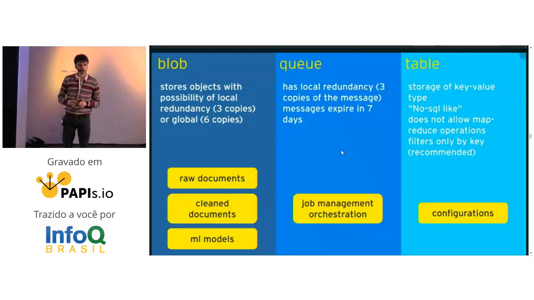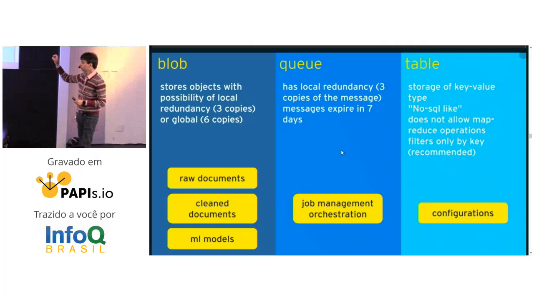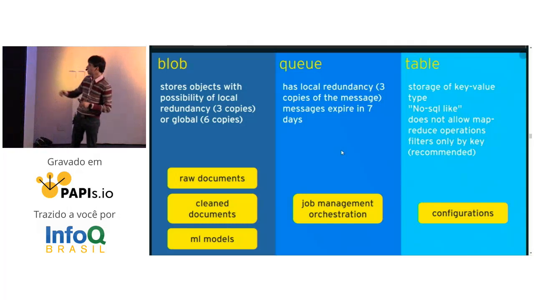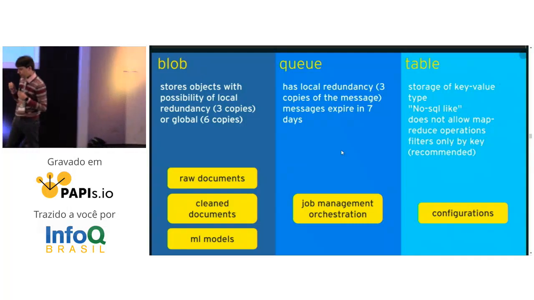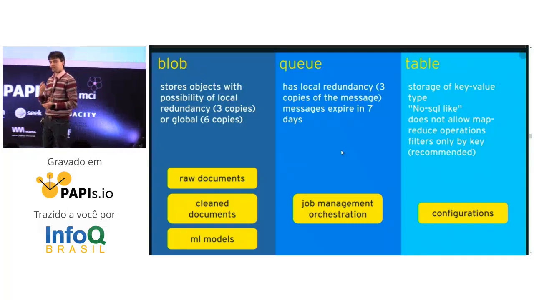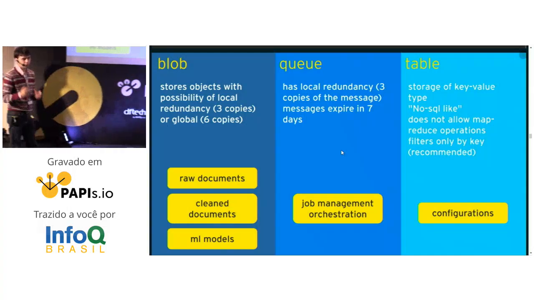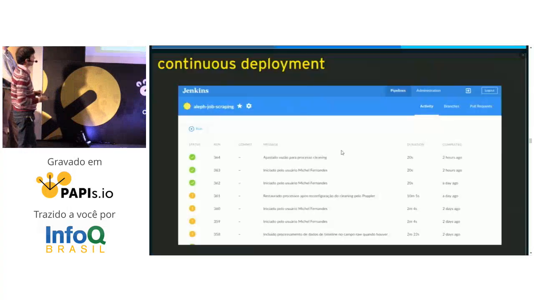Talking about the storage components in the cloud, we use blob storage, just like S3 from AWS, to store our raw documents, the PDF files. Then, when converted, we store the clean documents and our machine learning models. The Queue helps us with Celery to keep the concurrency right. So we can start the same task 1,000 times at the same time, and the Queue keeps one message with one job. And the table we use for simple configurations.